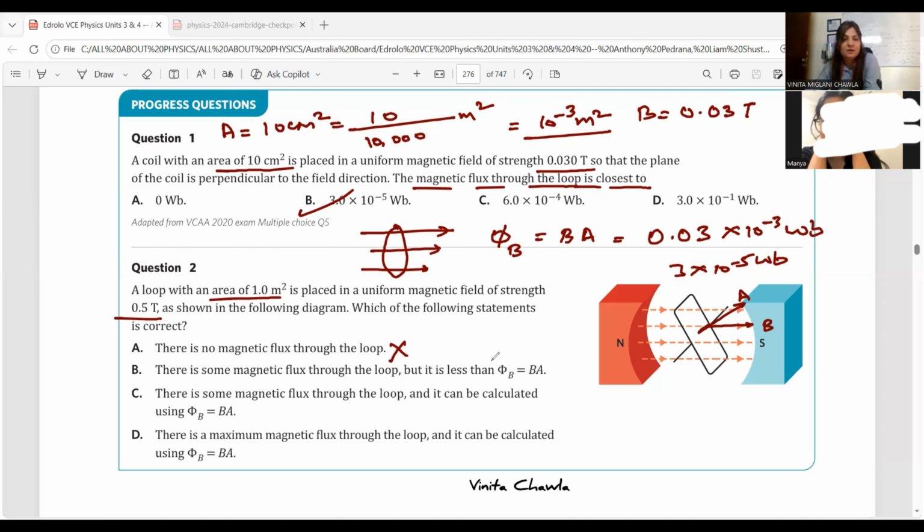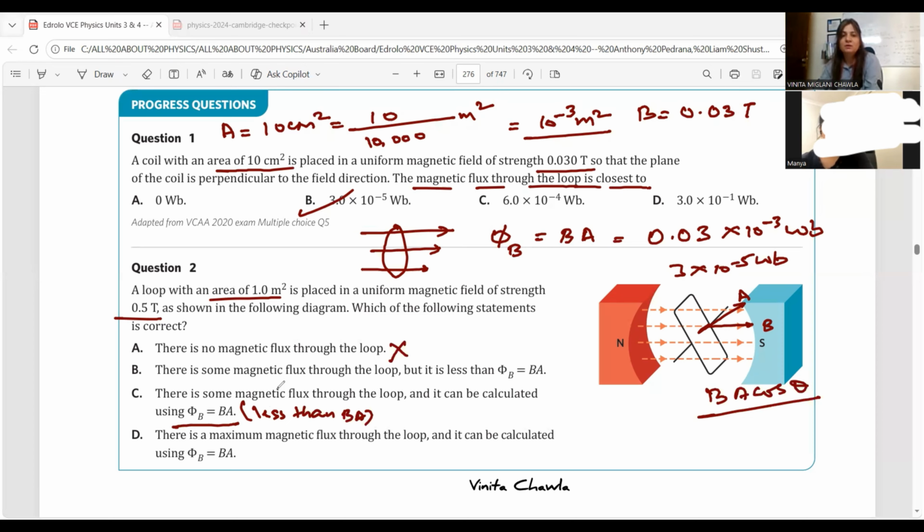Let me read this part. There is some magnetic flux through the loop and it can be calculated. See, we cannot calculate it using BA because it is less than BA. BA is the maximum magnetic flux that is linked with the coil, right? So we can calculate it by BA cos theta. Yes, we will calculate it by BA cos theta because it is placed slightly tilted in the magnetic field. So there is some magnetic flux through the loop. It can be calculated using this.